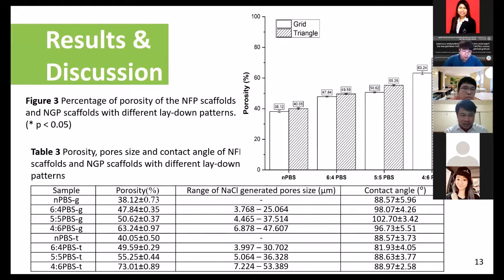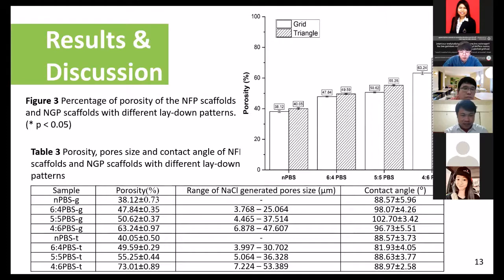This is the result of the porosity of the scaffold. The porosity represents the void space within it. The porosity of our scaffolds, calculated by this specific gravity determination method, is shown in figure 3 and summarized in table 3. The NFP scaffolds with grid and triangle raster patterns exhibit 38.12% and 40.05% porosity respectively, which shows that the triangle occupies a bit more void space than the grid.